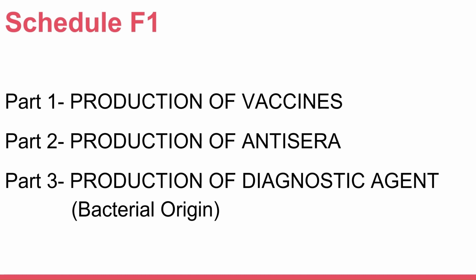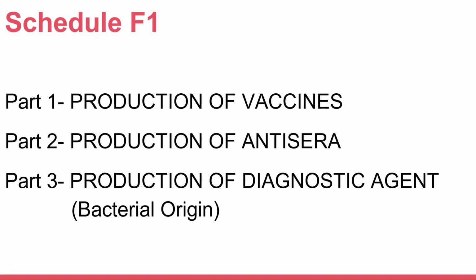Now we are moving to Schedule F1. F1 has three parts. Part 1, Part 2, Part 3. Part 1 states production of vaccine. Part 2 states production of anti-sera. Part 3 states production of diagnostic agents which are of bacterial origin.